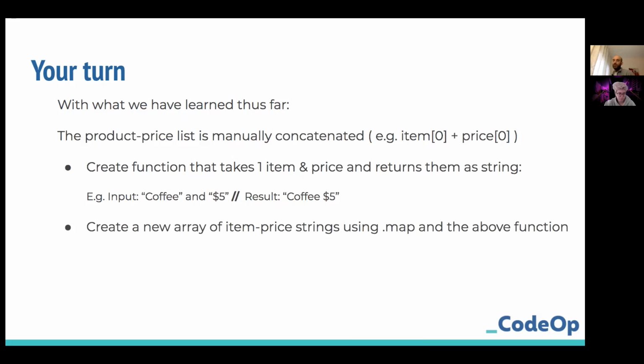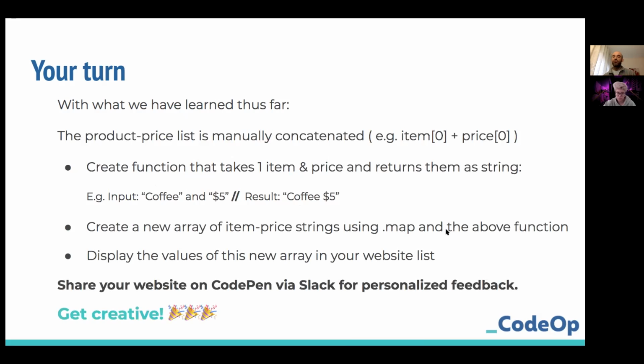Secondly, create a new array of item-price strings using map and the above function. As I mentioned earlier, don't make operations on the original array, just create a copy, so you can have more peace of mind that your data is not going to be removed. And thirdly, display the values of this new array in your website. So start playing with functions: take the concatenation that you've done, turn it into a function, use a copy array, and display those values on your website.